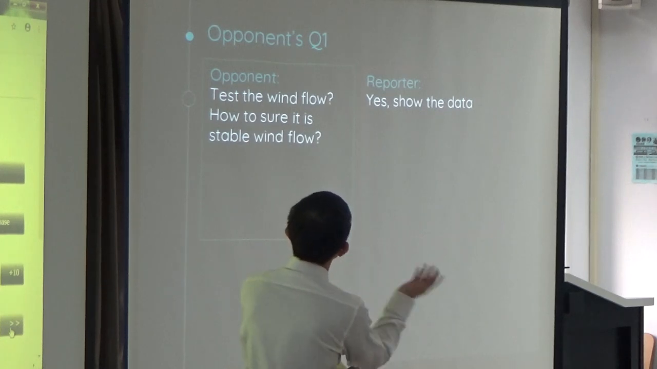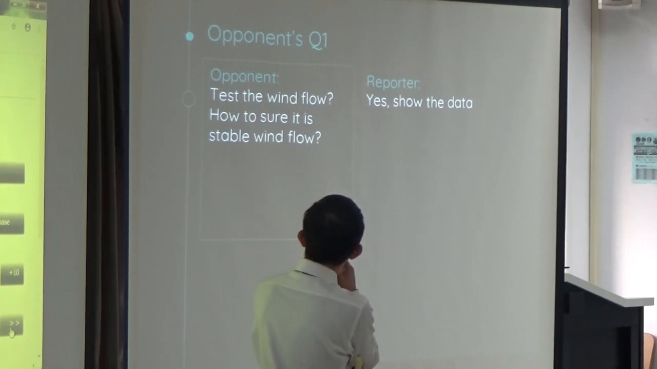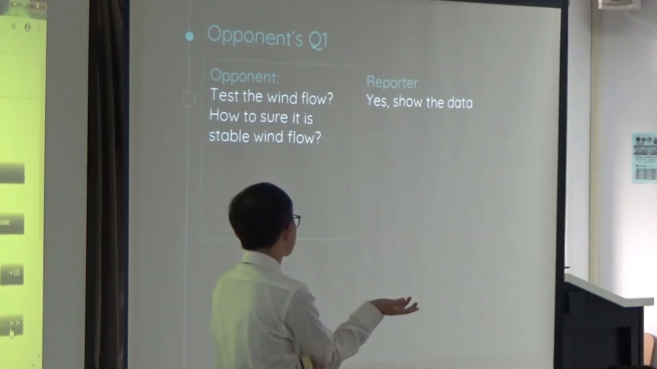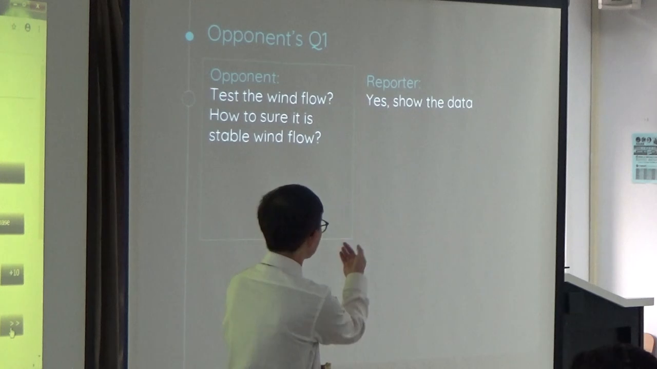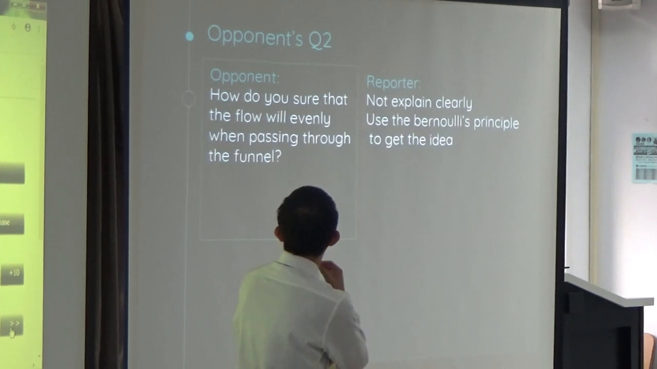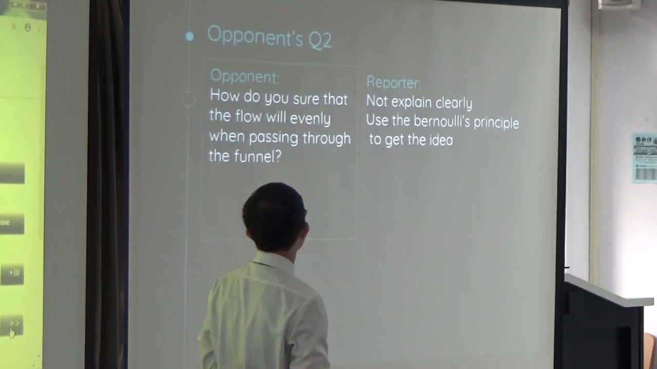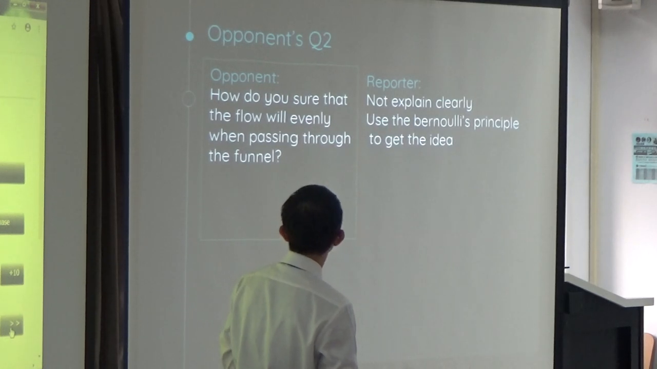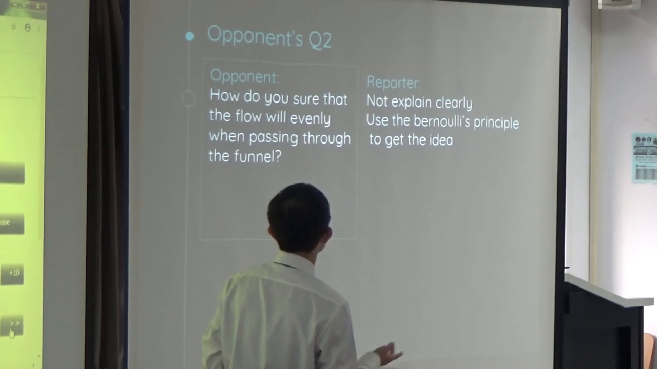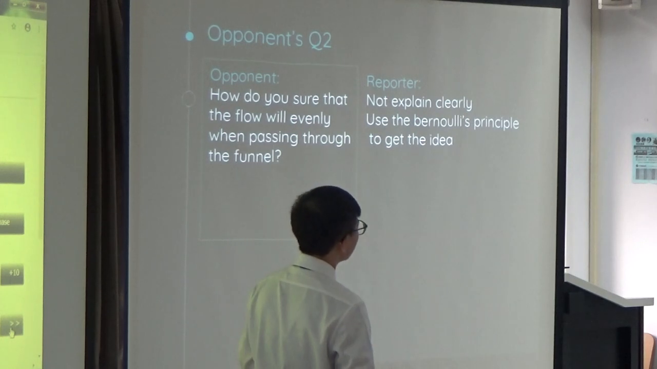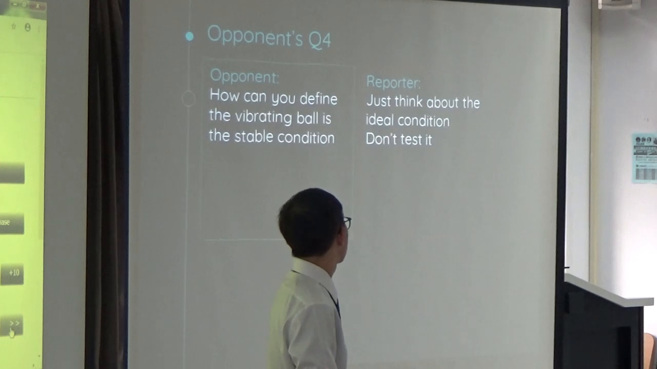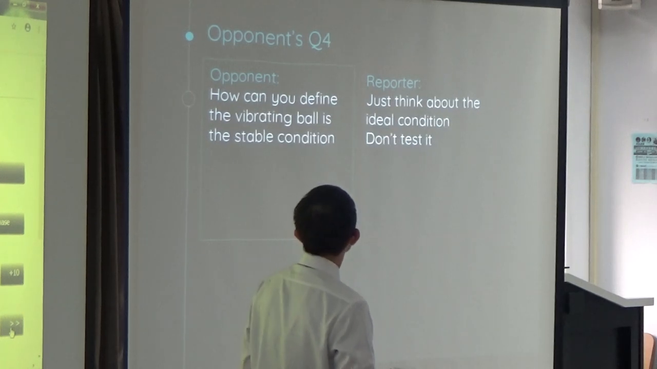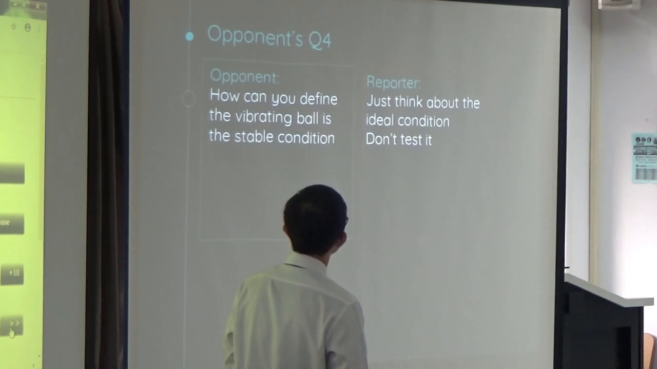Let's begin with the opponent's question. The opponent asks, does the reporter test the wind flow? The reporter answered yes, and showed the data. The opponent asks, how are you sure that the flow will be even when passing through the funnel? The reporter didn't explain clearly and used Bernoulli's principle to get an idea. Then the opponent asked how you can define that the ball is in a stable condition.